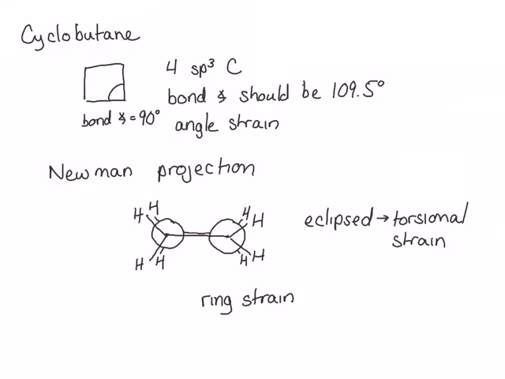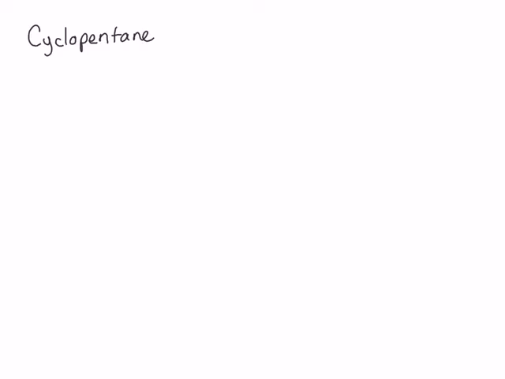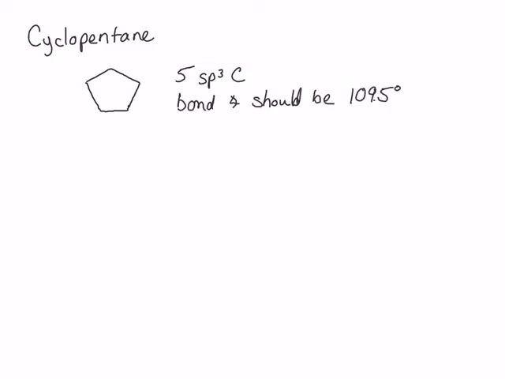Next, we'll look at a 5-membered ring, cyclopentane. Cyclopentane has 5 sp3 hybridized carbons. Its bond angle should be 109.5. And its actual bond angles, because of the flexibility with having 5 carbons, end up being about 108 degrees. So we're very close to having the 109.5 degree angles predicted by VSEPR.